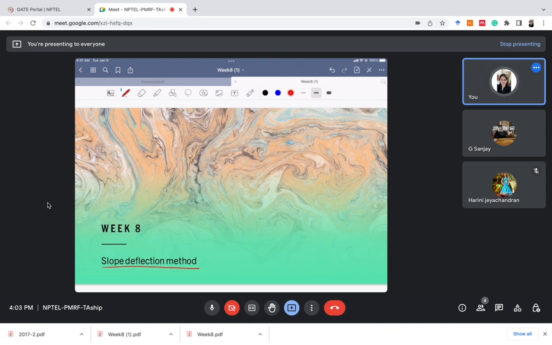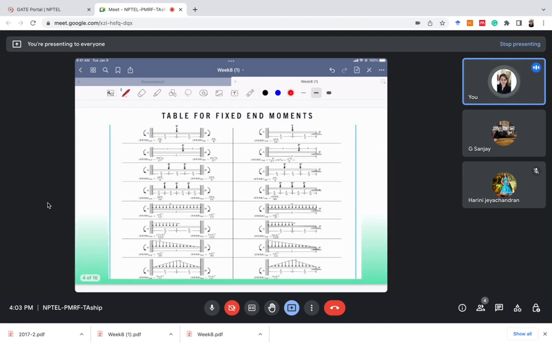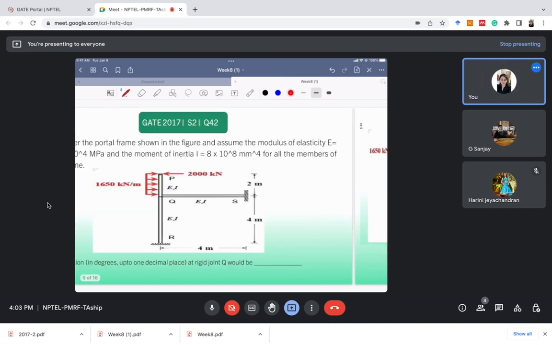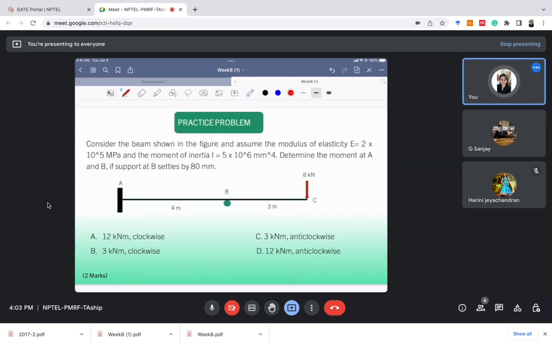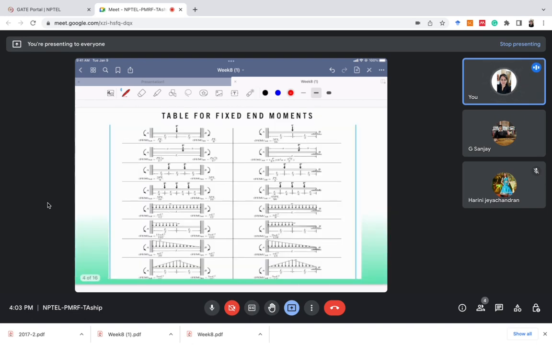First, I will tell you a brief theory about the slope deflection method. We'll not go into the details of the derivation of these equations. I'll just tell you the equations which we need to use, the sign convention, and how to apply these equations to get our answer. Then we will see one table for fixed end moments. After that, we'll see some GATE questions, and lastly one practice problem. So let's start with today's class.